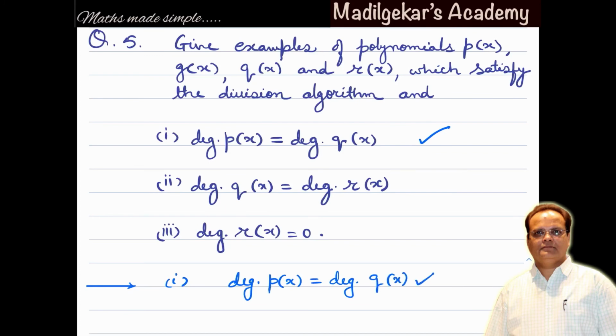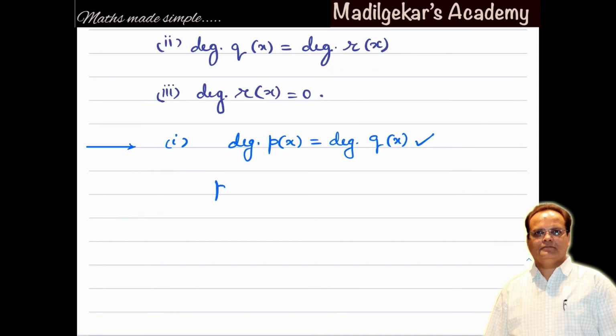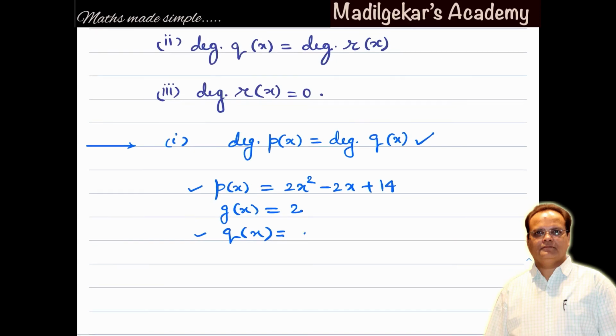So in order to satisfy this condition, if we take p of x as 2x square minus 2x plus 14, take g of x as 2, q of x, since we need degree of p and q to be same, so let q of x be x square minus x plus 7 and take r of x as 0.